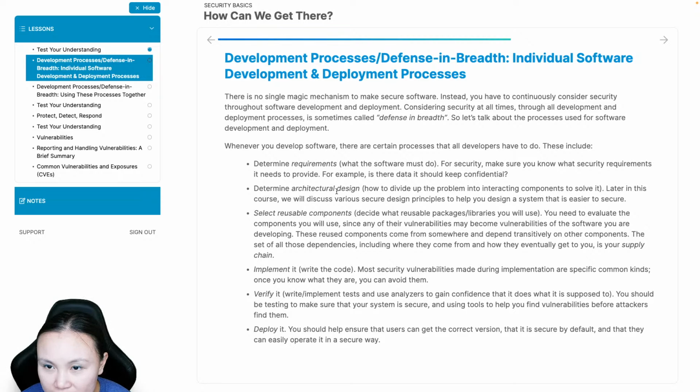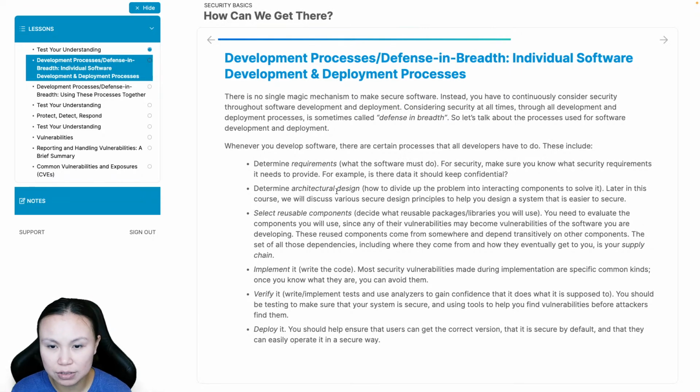So what does it mean by defense in breadth? Whenever you develop software, there's a certain process that all developers have to do, including determine requirements. For example, for security, make sure you know what security requirements it needs to provide. For example, that data should be kept confidential. Okay, so what are the requirements?